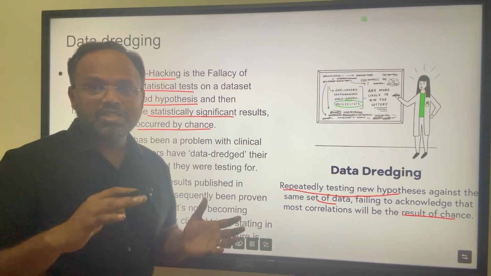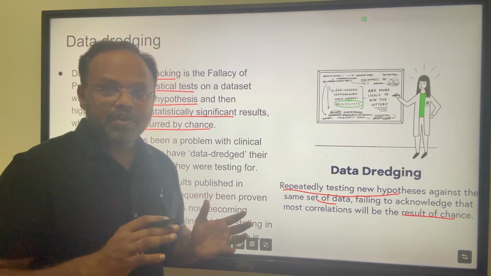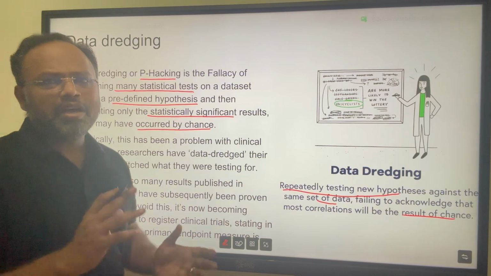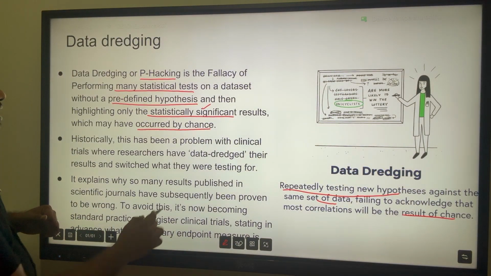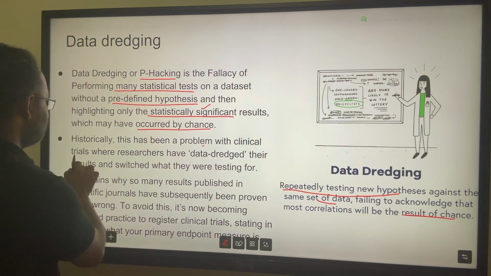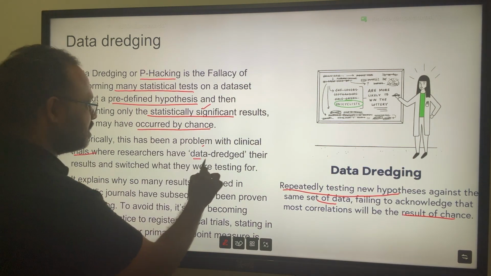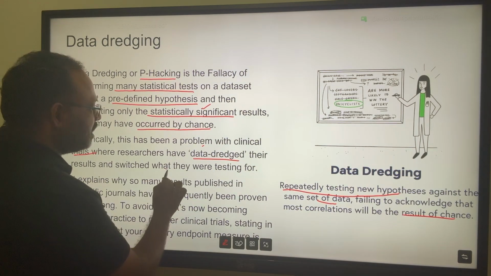Our objective would have been studying something, but we need significant results. So we will be testing multiple hypotheses to get statistically significant results. Historically, this has been a problem with clinical trials, where researchers have data dredged their results and switched what they were testing for.